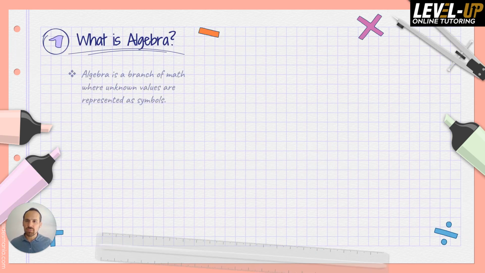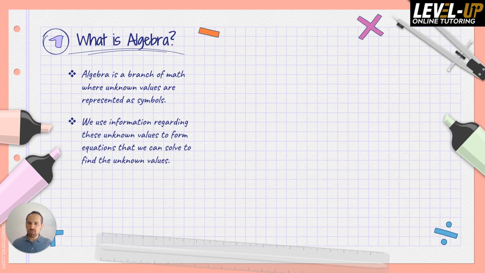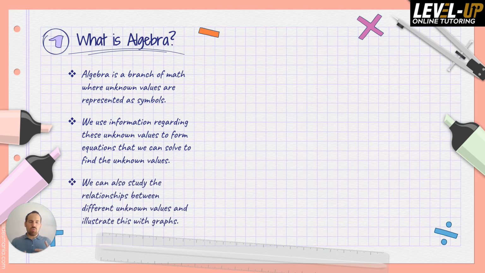So what is algebra? Algebra is a branch of mathematics where we represent unknown values as symbols, and we want to try and find those unknown values. So we're given information about these unknown values, and it allows us to form equations that we can then solve. That's one of the key things we do in algebra, solving equations to find these unknown values. But what we also want to do is study the relationships between various unknown values. That's kind of like that proportionality that we did before, seeing how things change as one thing changes, how does another change?